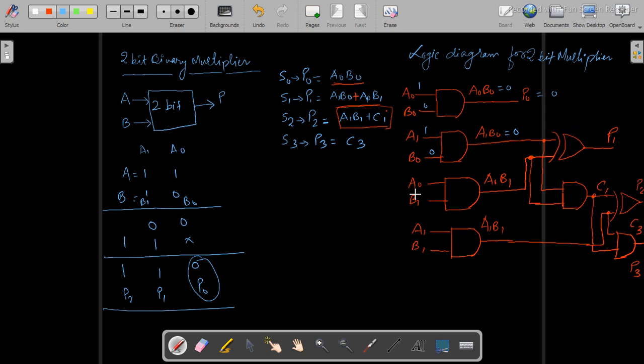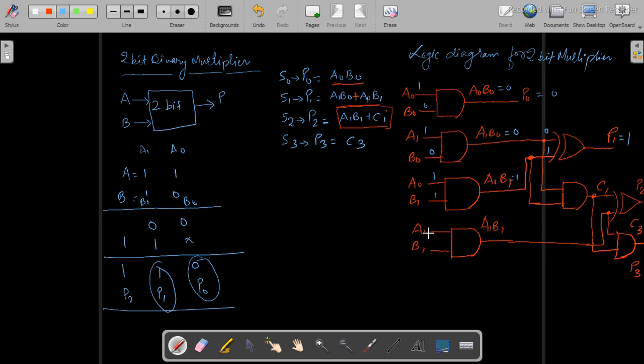And the second input for the third AND gate will be: A0 value is 1 and B1 value is 1. 1 and 1 will give you the output 1. So the two inputs to the XOR gate are 0, which is coming from the second AND gate, and 1, which is coming from the third AND gate. So one input is 0, another input is 1. XOR gate is an odd bit detector. If there are two inputs which are not equal, the output of the XOR gate will be high, so P1 will be high here. So this step is also verified.